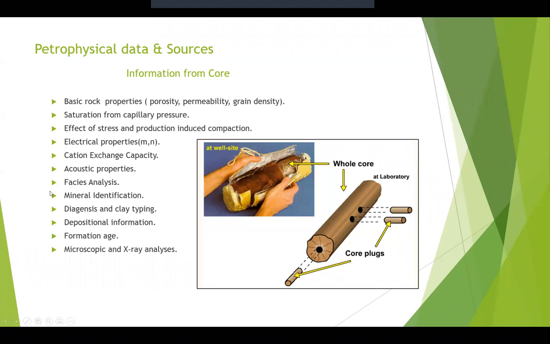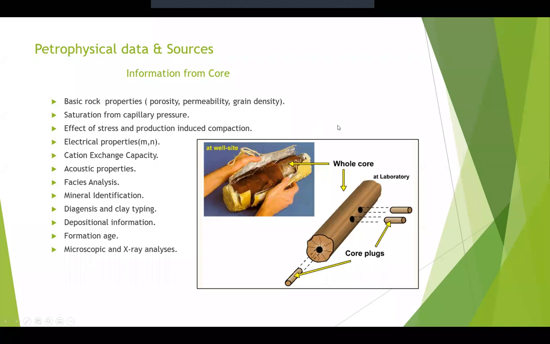And also we have the acoustic properties measured from core, and from the core we can also get the facies, mineralogy, diagenesis and clay typing, depositional environment and formation age, and all the petrography data. So the core is very useful for the petrophysicists. It is the backbone of our work to have the core data. Some people think that petrophysicists need to rely only on logs, but I think the core data is really the backbone of the work, for the integration and the calibration.